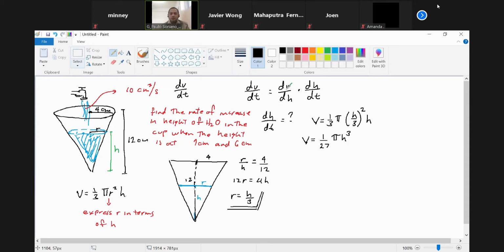Okay, so that's a volume. This is now height. So we need to get what? The derivative. dh. Okay, if we get the derivative in terms of h, we end up with dV/dh. dV/dh is what?